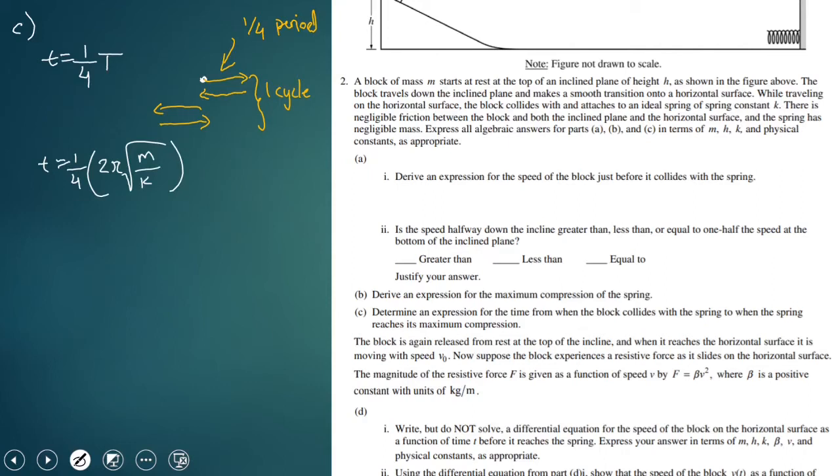So that's an equation that you guys should know. It's given on the formula sheet as well. And so we can just directly write our time, it can be related as pi over 2 times the square root of m over k. This is probably the easiest way to go about this question.